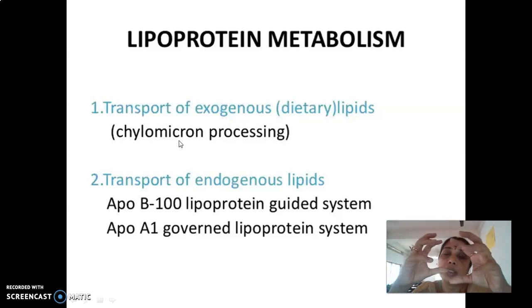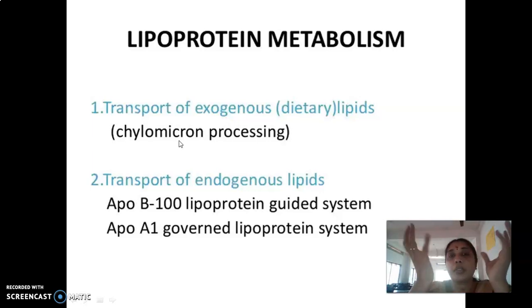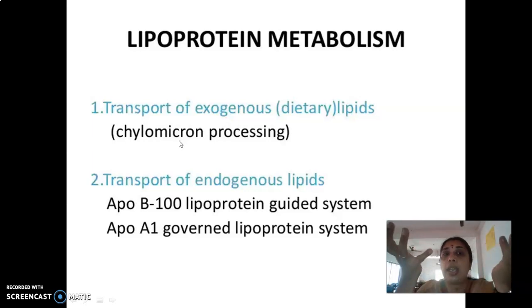So during the absorption, what happens? These TG and cholesterol esters will form the innermost core of the lipoprotein, right? And that is followed by the enveloped portion, that is, phospholipids and free cholesterol molecules envelop these TG and cholesterol esters. Along with these, in between, there will be the ApoB48, which is synthesized from the same gene as ApoB100.